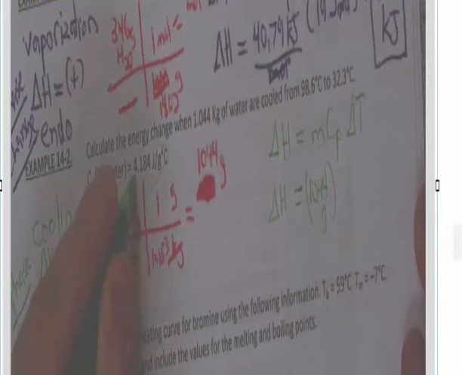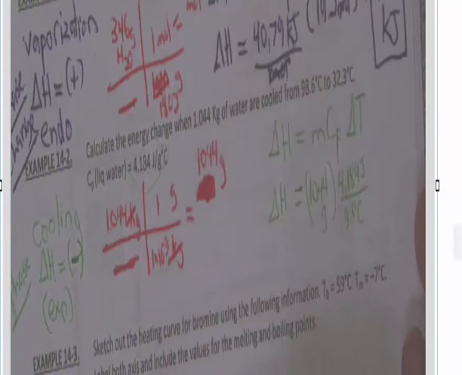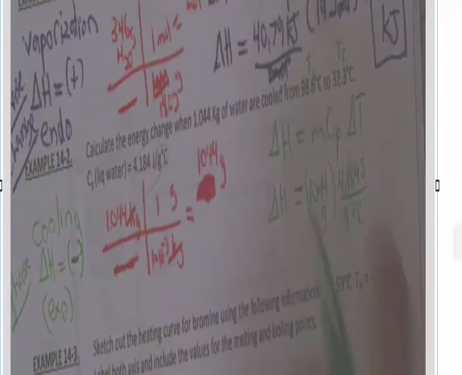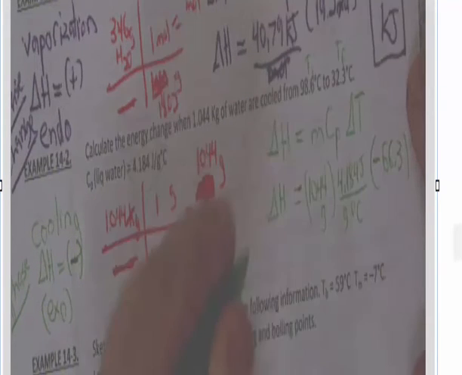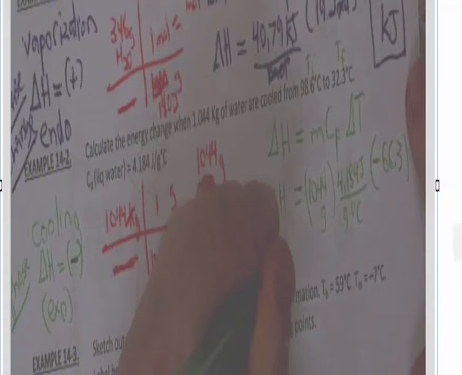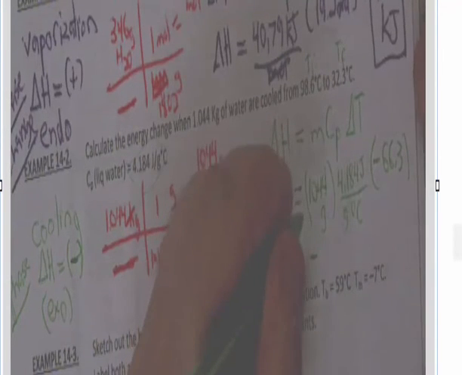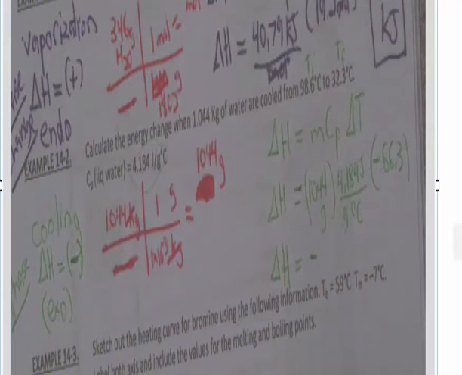Cp is 4.184 joules per gram per degree Celsius. Now this is the T final and this is the T initial here. So it's actually 32.3 minus 98.6, which is negative 66.3, which makes sense because this is exothermic. Exothermic, so negative delta H.